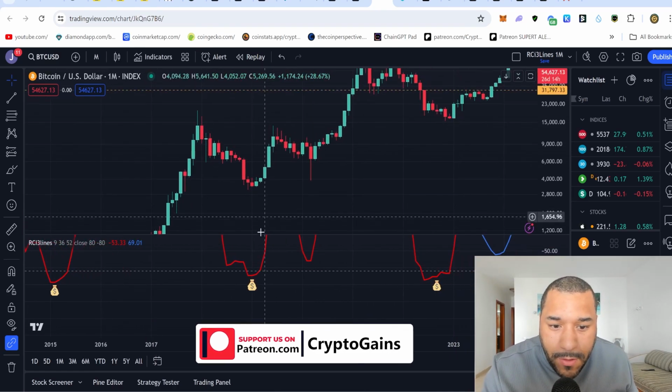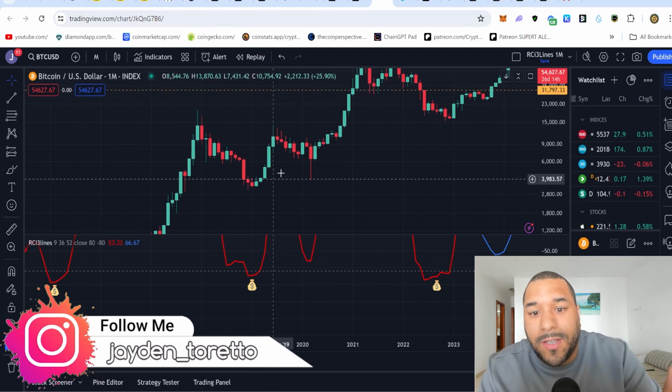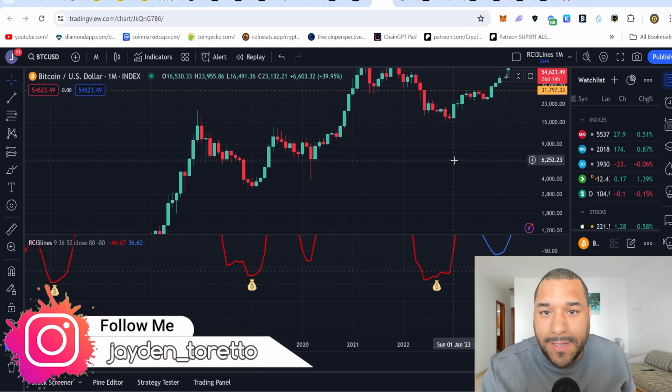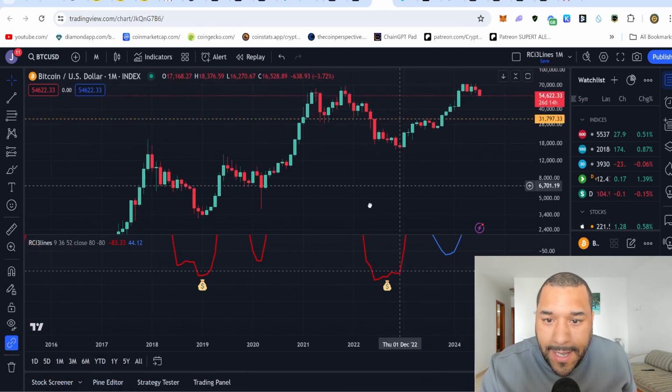And if you'd bought within this, below these dotted lines here, and you're buying here, and it goes onto a massive rally, you make absolute insane gains. It's a powerful indicator. And you can see here most recently, right?